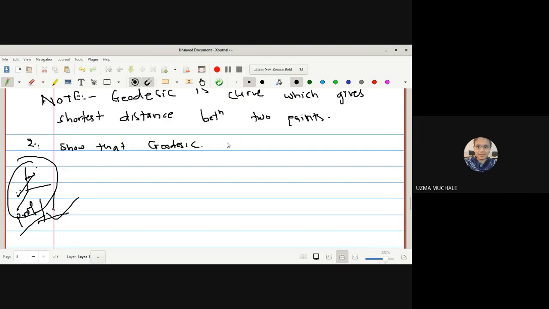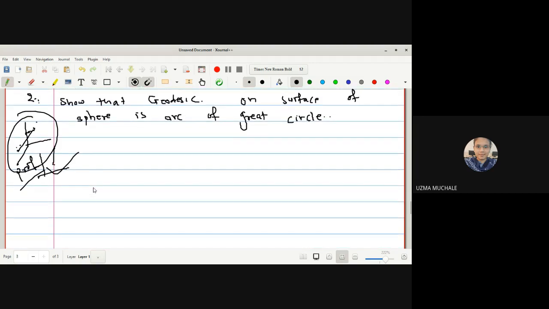Show that the shortest distance, or we can say show that the geodesy on the surface of a sphere is the arc of a great circle. Now we have studied what a circle is. What do you mean by great circle? Did everyone understand geodesy? It is simply a curve which gives you the shortest distance between any two points. Now here we have to show the shortest distance between any two points on the surface of the sphere.